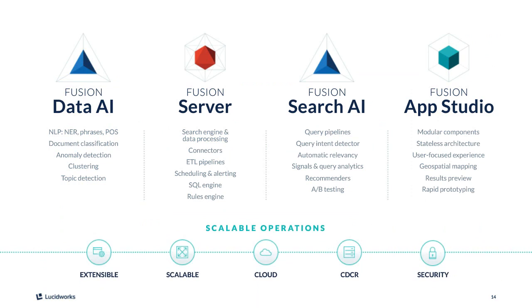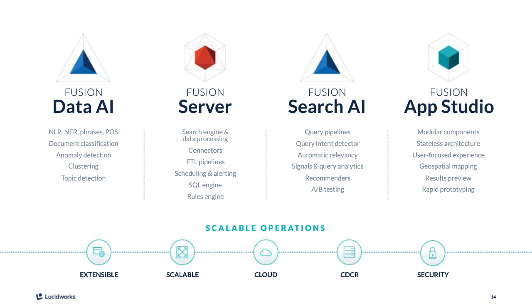And what we really do is we abstract all the complex technical detail that's listed here on this slide. So the NLP, the document classification, the anomaly detection on the far left when we're doing AI on the data when we're originally setting that up. On the Fusion Server side, we're handling ETL pipelines, search engine, data processing, a SQL engine, rules engine, et cetera. So I won't read through all this, but you see the end-to-end complexity that comes with the platform. And then we make all those operations scalable via extensible architectures that can scale either over time as demand grows or at peak periods of the day or of the month or of the year.